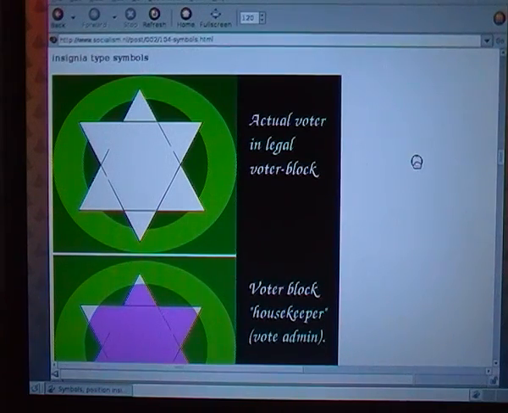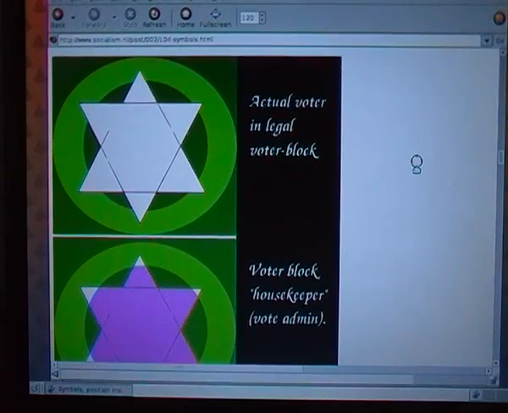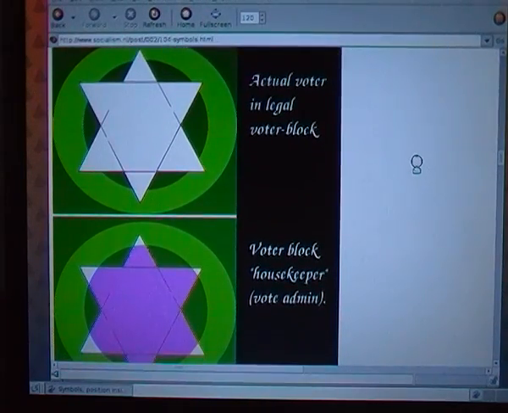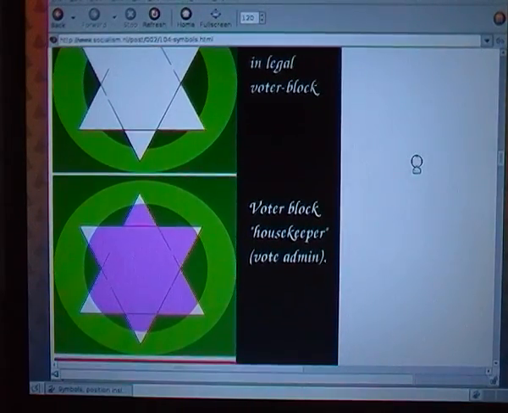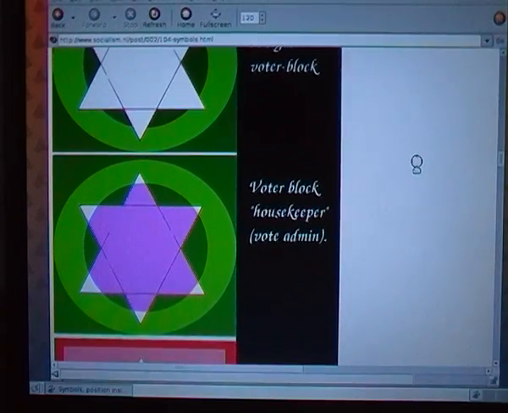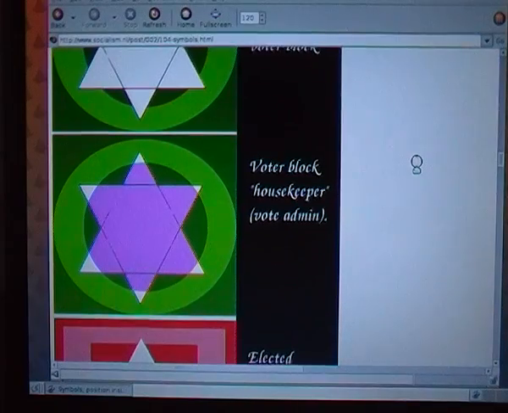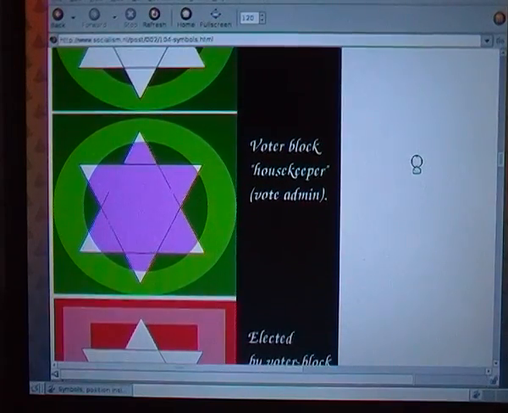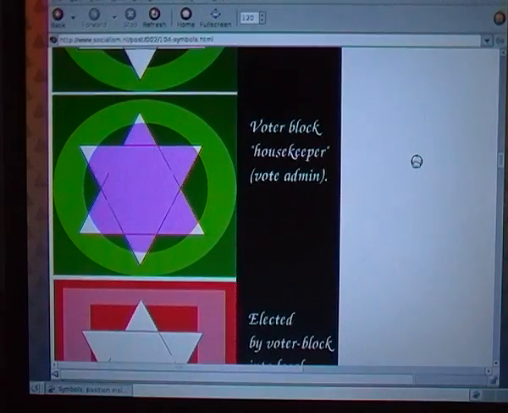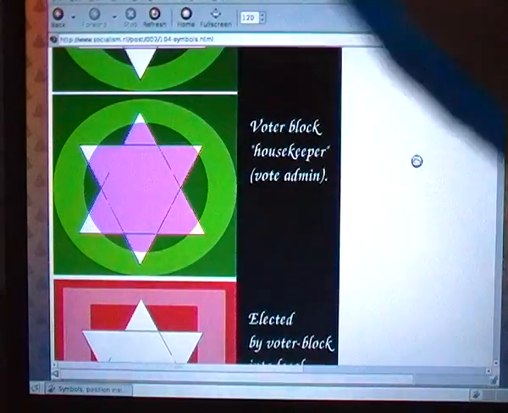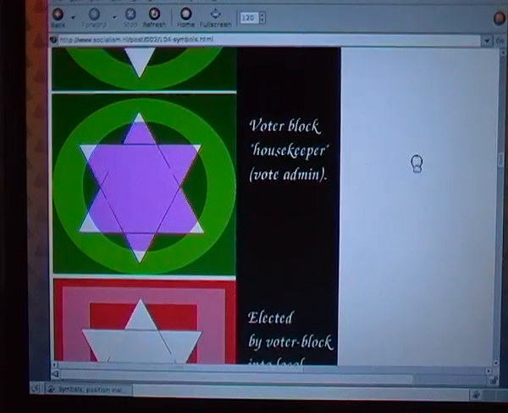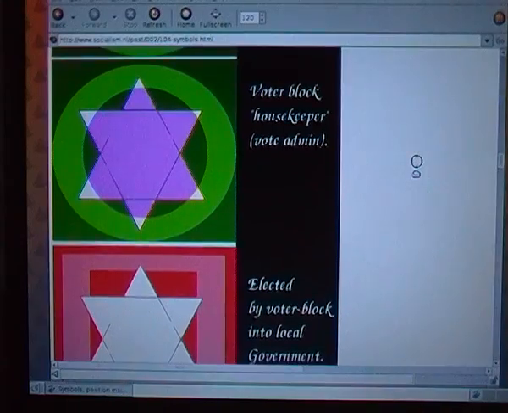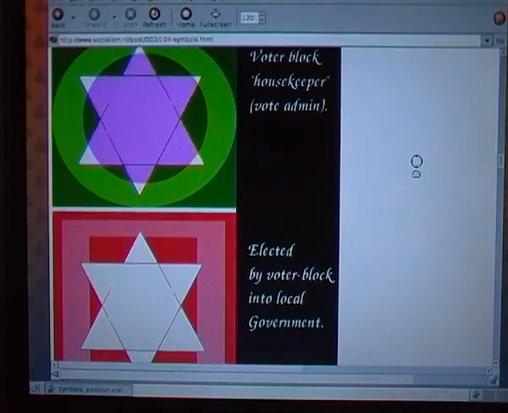I can run down all these symbols here. Unfortunately, I haven't managed to get the color balance right, because it's all shifted towards blue. This symbol is the housekeeper of the voter block. It's running the elections. Then we get the delegates they elect.